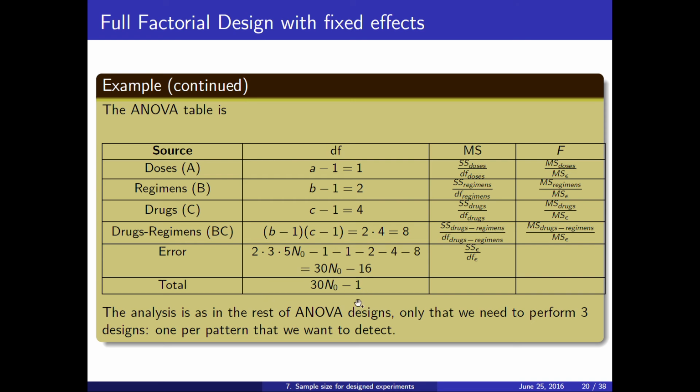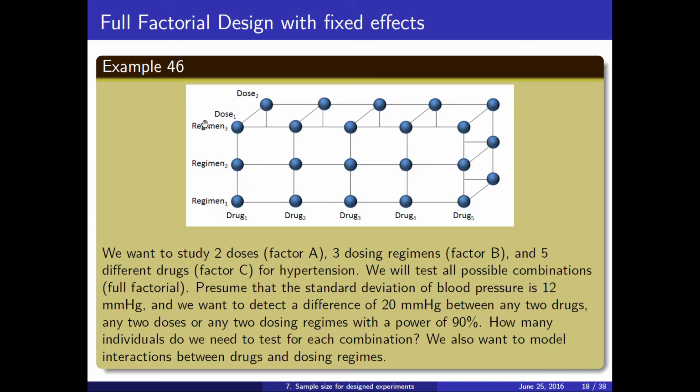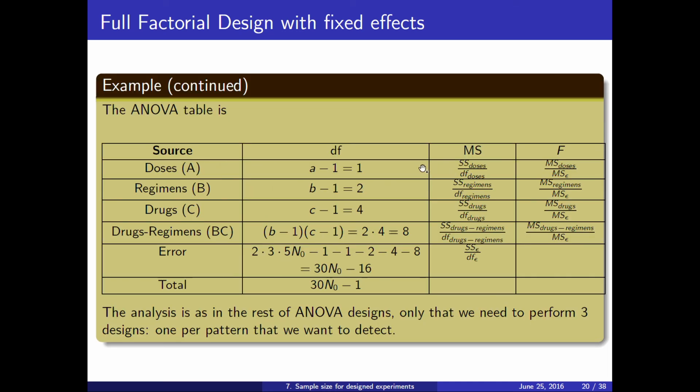In total, if you count how many combinations we have, 2 times 3 times 5 makes 30 groups. So we will have 30 times n0 measurements, and for the total we will have 30 n0 minus 1 degrees of freedom. So how many do we have for the errors? We have the difference between these 30 n0 minus 1 and the sum of all these. The sum of all these at the end is 30 n0 minus 16.